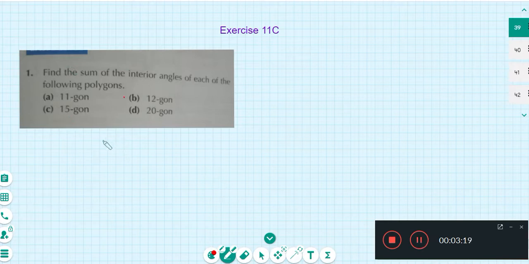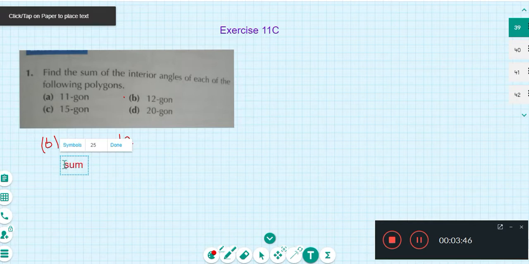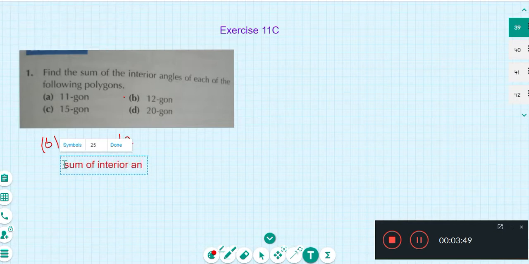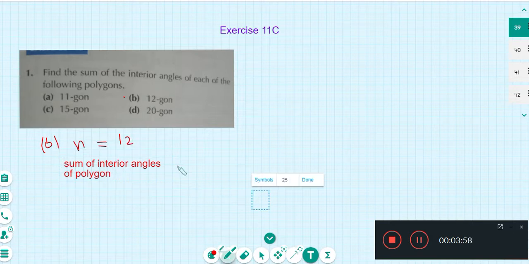Equal to n minus 2 into 180 degrees. So here n is 12, so it means n minus 2 will be 12 minus 2 into 180 degrees. 12 minus 2 gives you 10, so 10 multiplied by 180 degrees. So the sum of the interior angles of 12-sided polygons will be 1800. 10 into 180 is 1800 degrees.